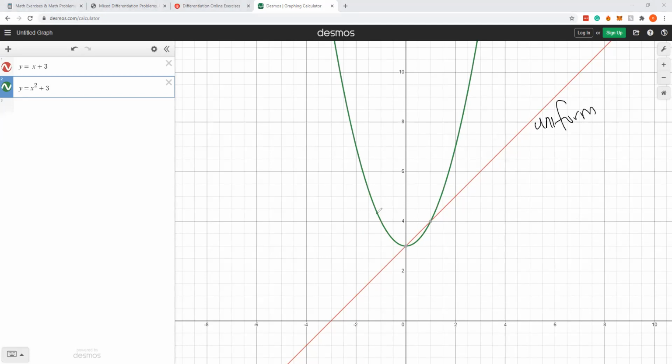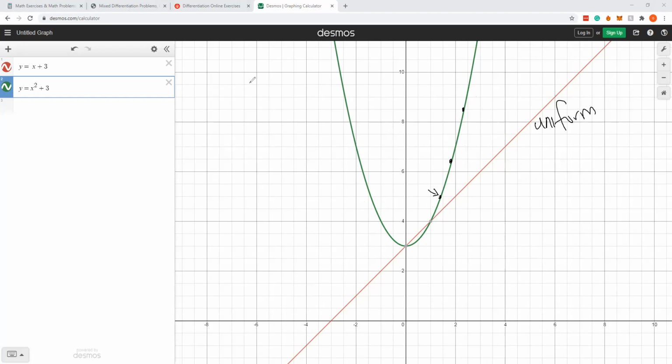But for a curved line, the gradient is changing all the time. So the gradient here is different from the gradient here. The gradient here is also different from the gradient here. So how do we find the gradient at this point? Let's say this point here, how do we find the gradient?